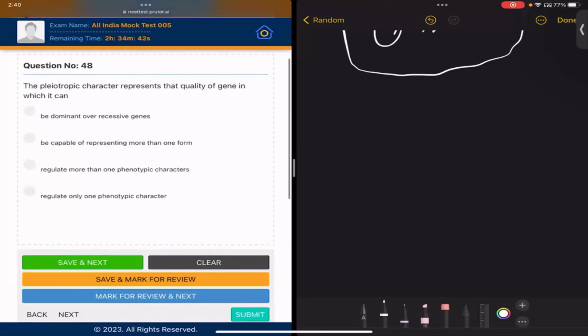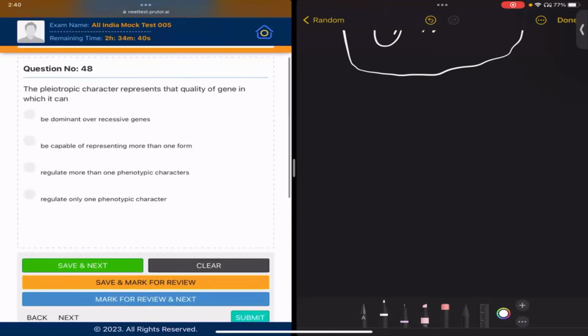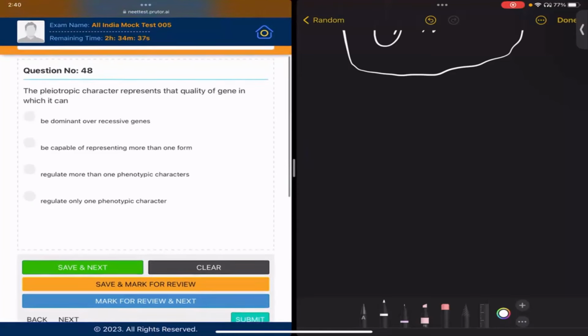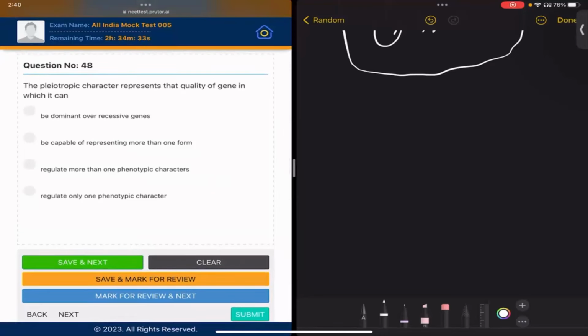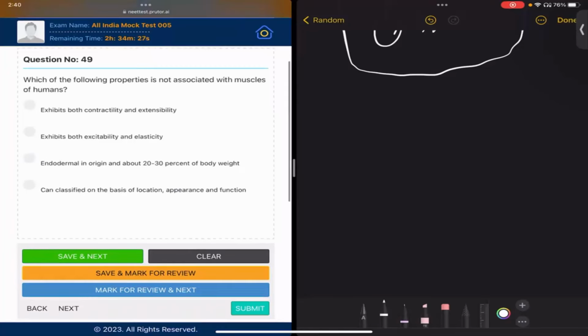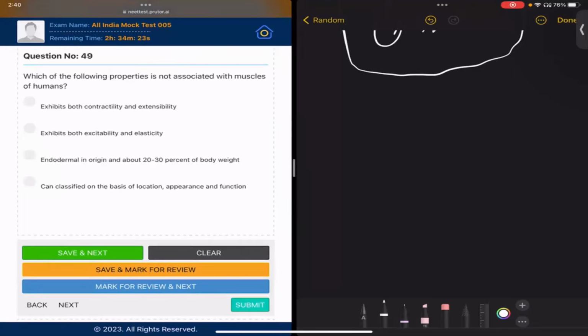The pleiotropic character represents that quality of a gene in which it can regulate more than one phenotypic character. Which of the following properties is not associated with muscles of humans? Exhibit both contractility and extensibility, both excitability and elasticity, endodermal in origin. No, muscles are mesodermal in origin.